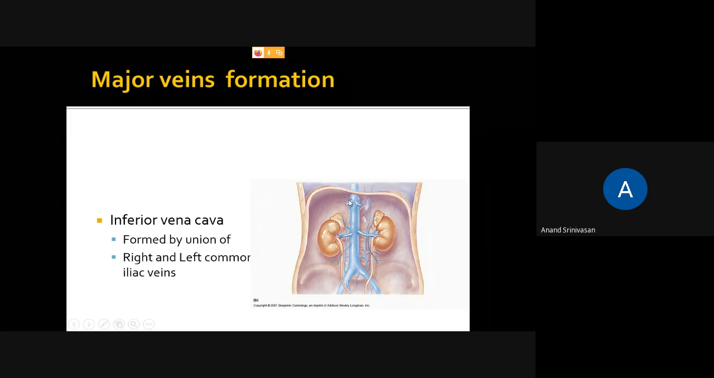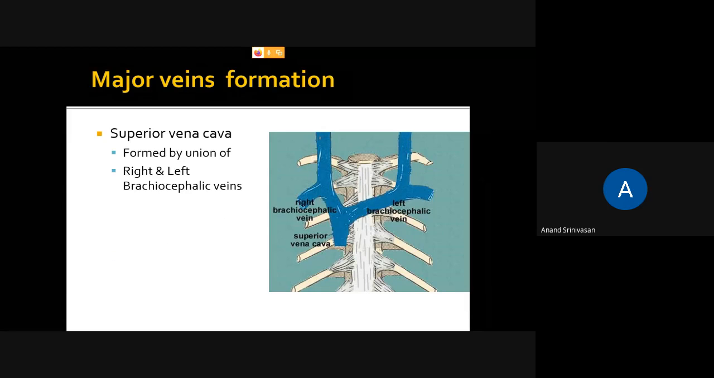There is no celiac trunk and all. In the venous drainage, there is no celiac trunk. So the external iliac and the internal iliac veins join together to form the common iliac veins. These two common iliac veins join together to form the inferior vena cava. Then the superior and inferior vena cava, both of them, open into the right side of the heart, that is, into the right atrium.